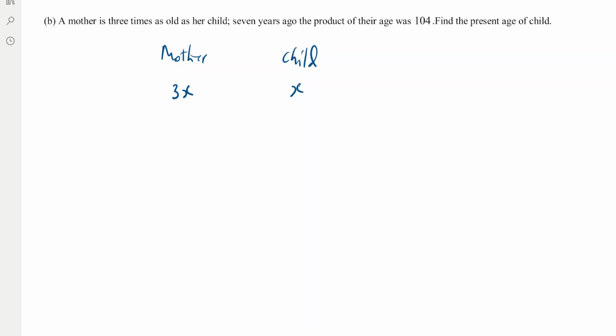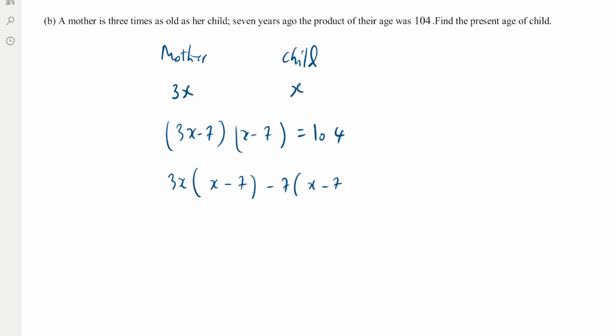7 years ago, the product of their ages was 104. 7 years ago, which means 3x minus 7, you multiply by x minus 7, and the product is going to be 104. Find the present age of the child, so we have to look for the x. So we are going to expand. I'll be taking 3x multiplied by x minus 7, minus 7 multiplied by x minus 7, and you get 104.